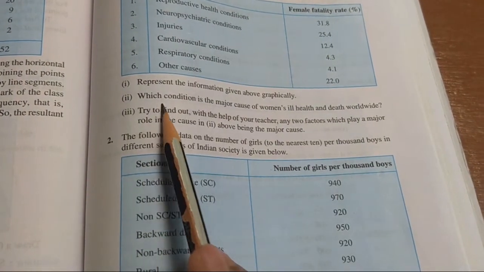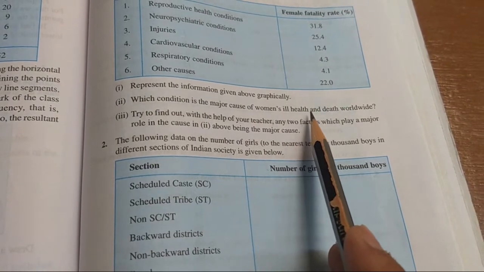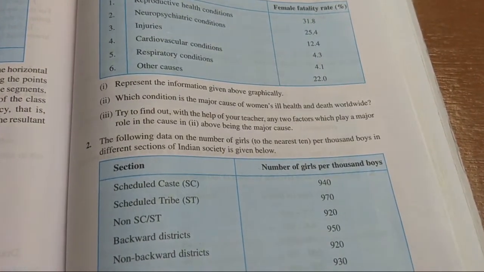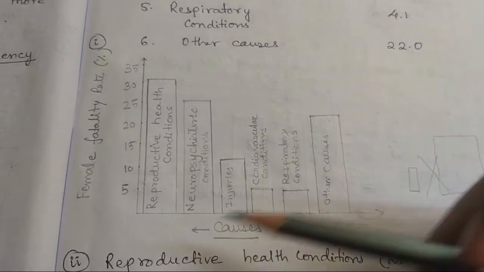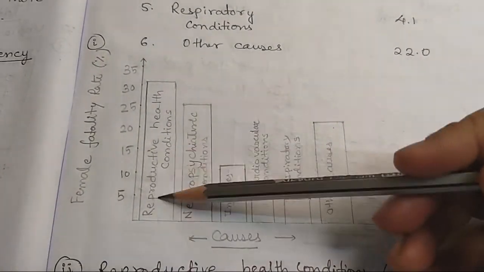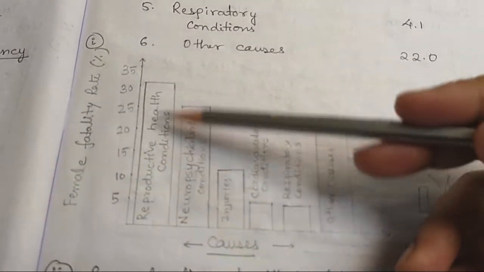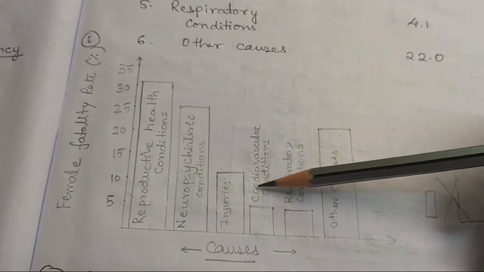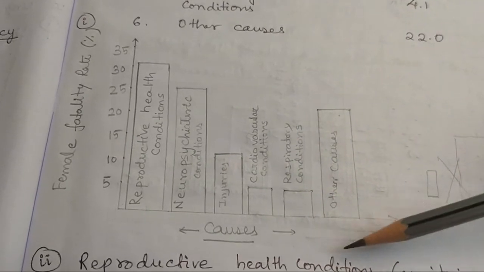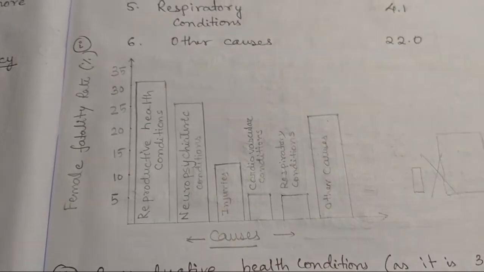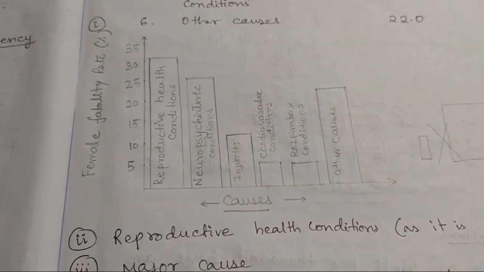Now the second part of the question is saying which condition is the major cause of women's ill health and death worldwide. After drawing the bar, you can write down the causes. You can write the heading inside the bar, or above the bar, or below the bar. Next, this question asks which is the major cause.